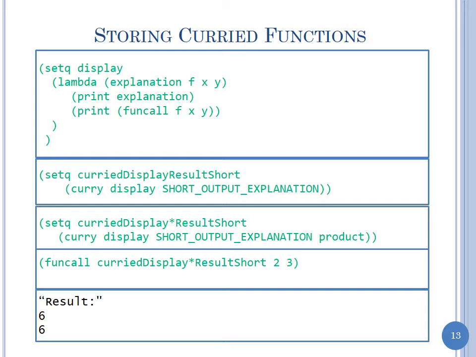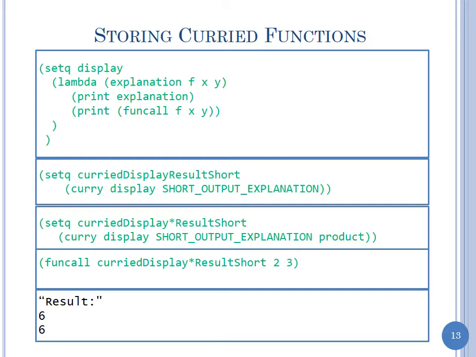Okay, so what happens if I do what? If I call this function? Here I'm showing you how a curried function is called, just as normal. FUNCALL curried display result short 2, 3. So you just use the lambda, because the lambda got assigned there, right? Whenever we do a FUNCALL, we do an eval of that. That eval will return the lambda. That will get used. Andrew?